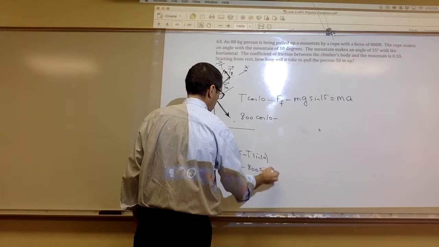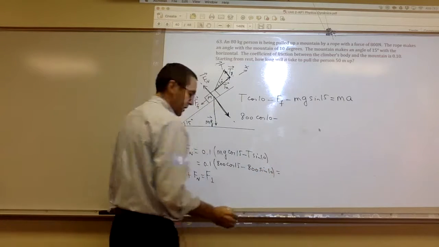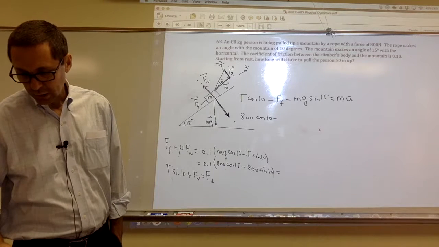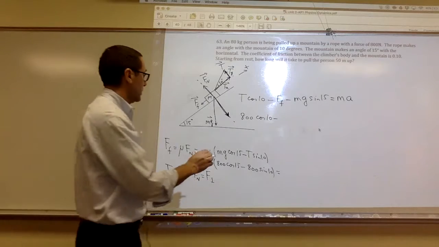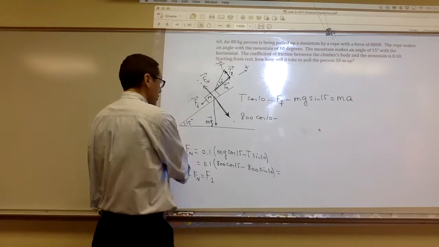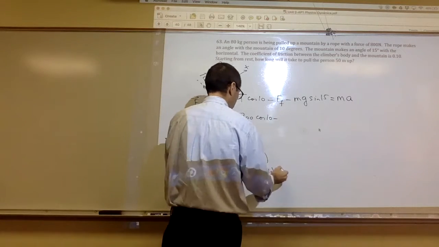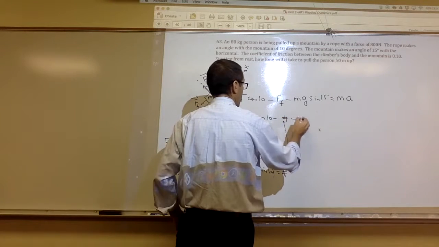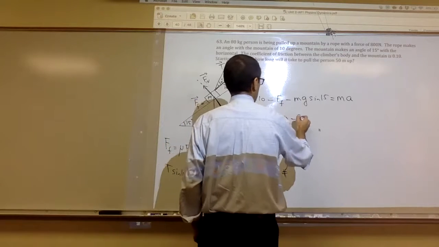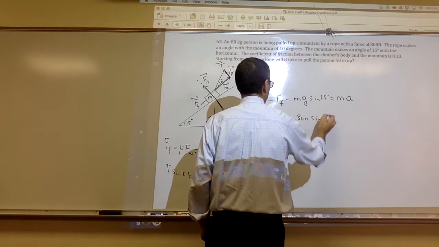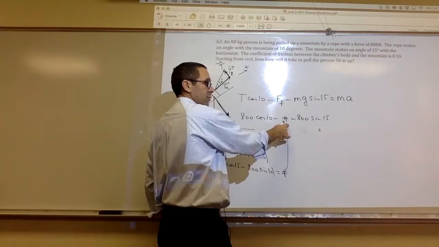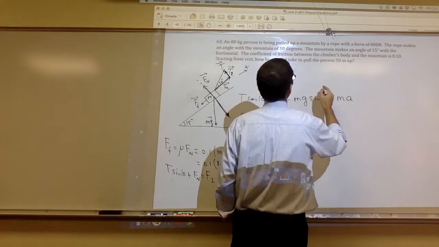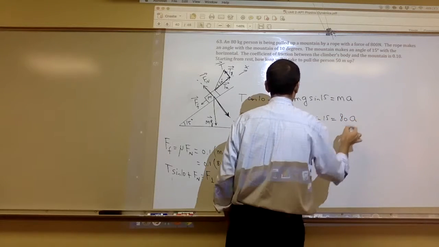sine 10, and let me see if I have the force of friction here. I don't have that, but we can take that force of friction and put it in here. Whatever expression, whatever number we get, we put it in here. Okay, minus the mg, that's 800 sine of 15. Now this is a number. This is a number now, right? Equals m, which is 80, times acceleration.